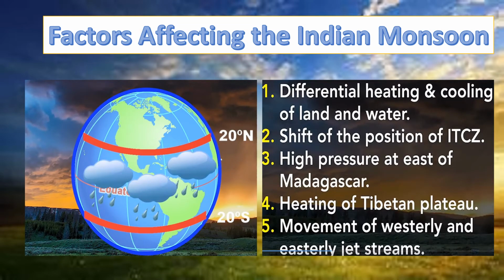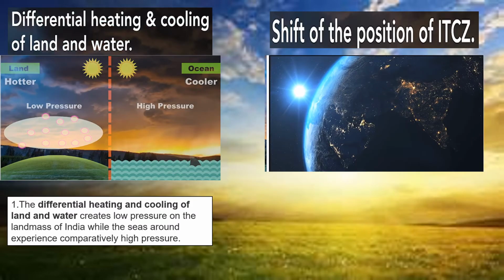Now, what are the factors that affect the Indian monsoon? First one, differential heating and cooling of land and water; shift of position of ITCZ; high pressure at the east of Madagascar; heating of the Tibetan plateau; and last, movement of westerly and easterly jet streams. Now let's look at it one by one.